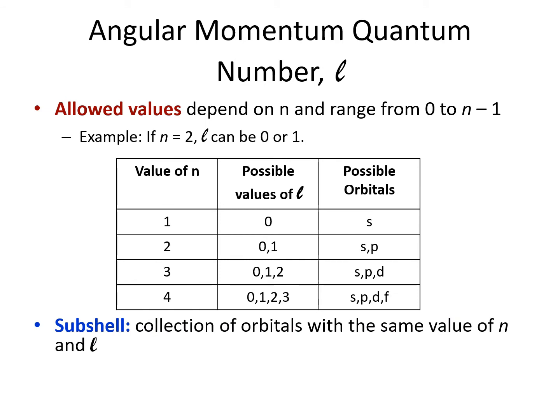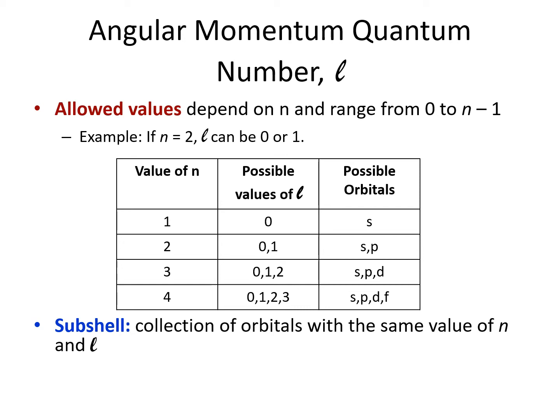Just like n has certain allowed values, so does L. The allowed values depend on n and range from 0 to n minus 1. This is just like in our address, where there are only certain streets in Sydney, Australia. The n value and the L value will never be the same as each other. The maximum L can be is n minus 1. So if n is 1, L ranges from 0 to 0, which means it can only be 0.